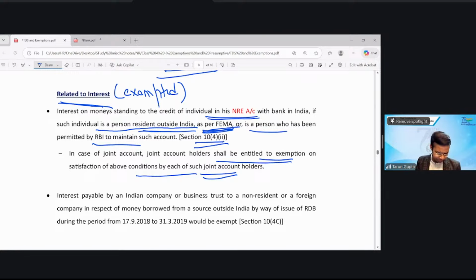Okay. This is the first exemption qua interest, applicable in the case of an individual resident outside India as per FEMA. So any interest which they derive from their money lying in the NRE account, we are talking about the NRE, non-resident external account, you understand why? Any such interest is exempt from income tax.